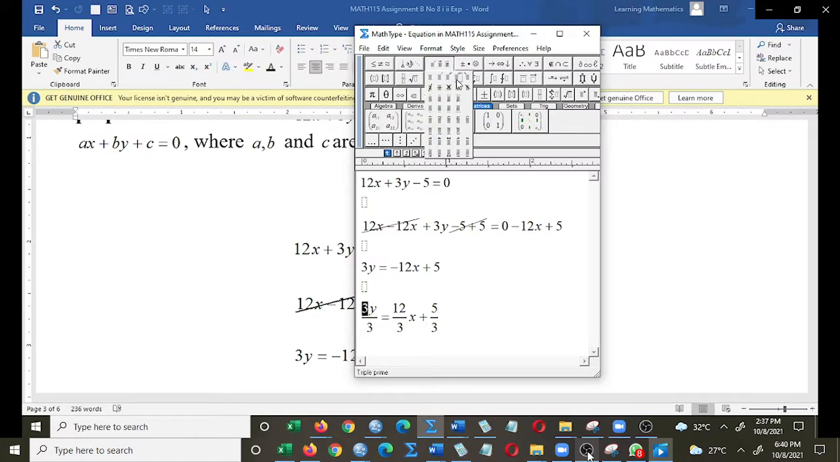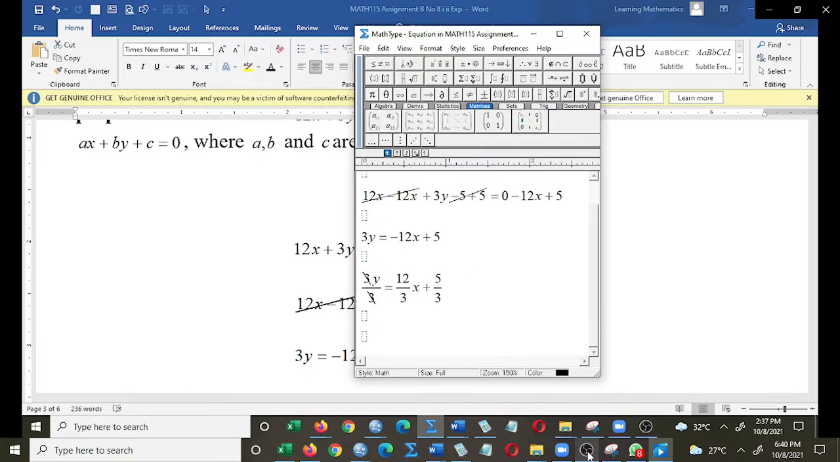So the 3 cancels out. And then what are we left with? Y is equal to negative 4x plus 5/3.